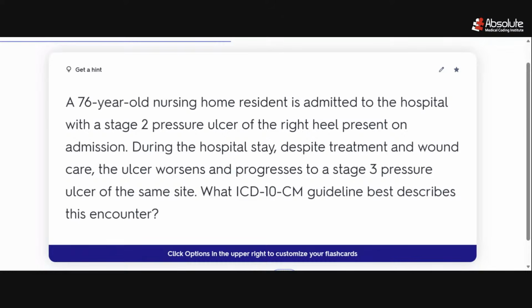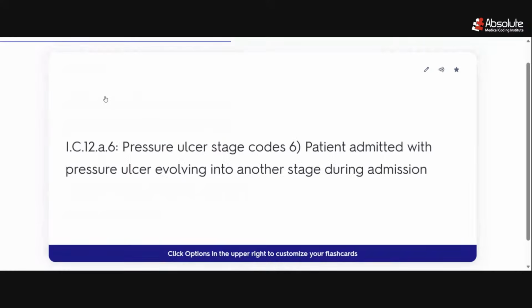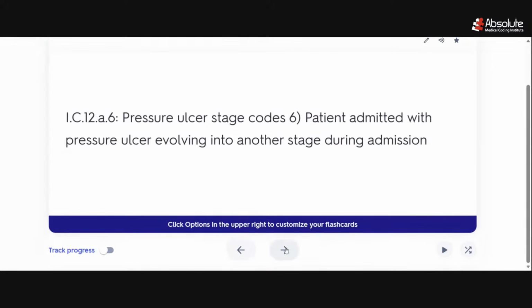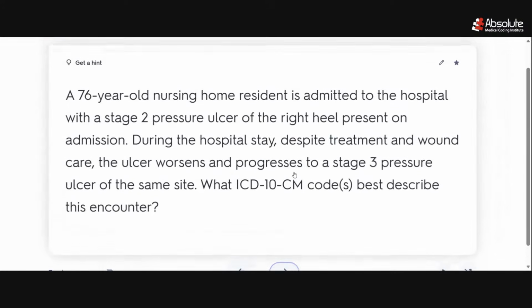So the guideline that we're going to be using for this is going to be from chapter 12. So it's going to be IC-12A6. So pressure ulcer stage codes, specifically patient admitted with pressure ulcer evolving into another stage during admission. So this is most definitely going to be the most helpful guideline that we are going to use to get those final ICD-10 codes.